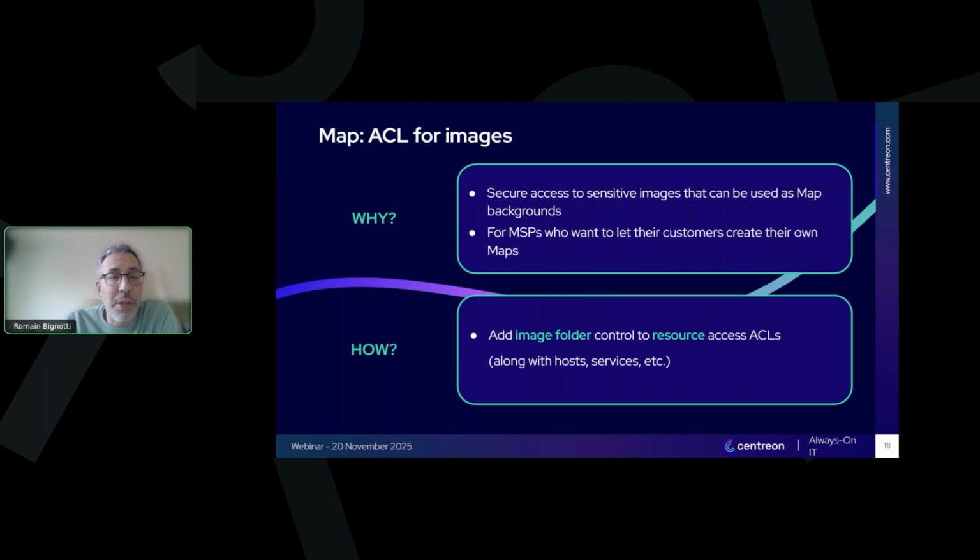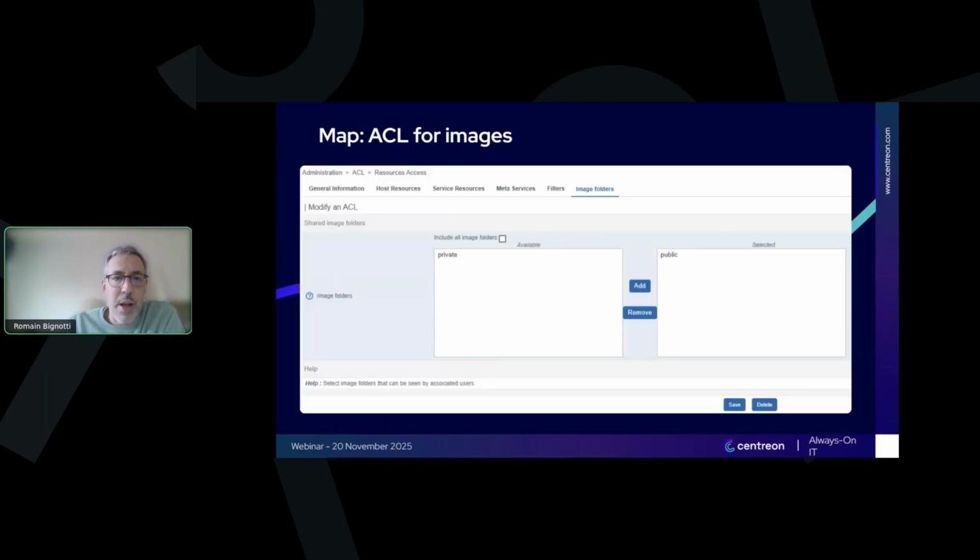So we are using the same security process as we do for other types of resources such as hosts or services: the resource ACL. You can now directly add image folders, not images one by one, of course, but image folders, directly within the ACL of resource access. And you can then grant or not access to whoever you want using that.